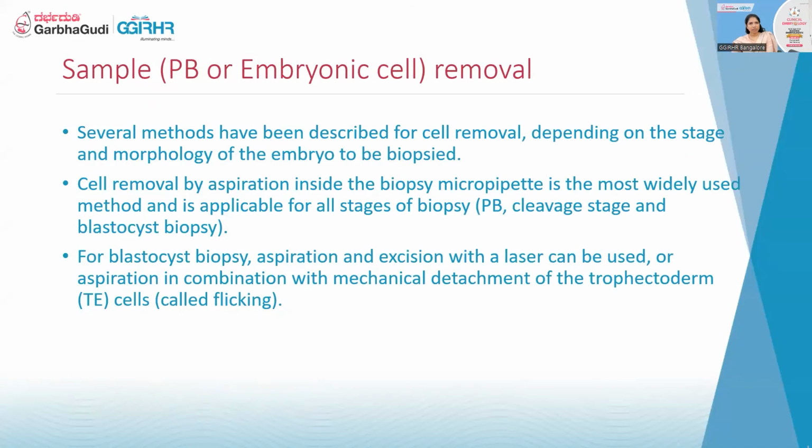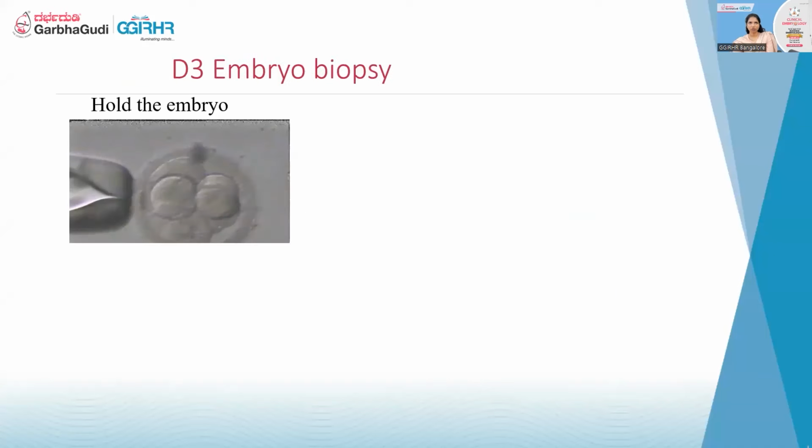So several methods can be used. First, we are going to just remove a cell. Either we can fix them or we can tube them. Fixing will go for fluorescent in situ hybridization, FISH, and tubing will go for PCR. PCR is widely used and comparatively better. So we can go ahead with PCR, and we can tube whatever cells we have got.